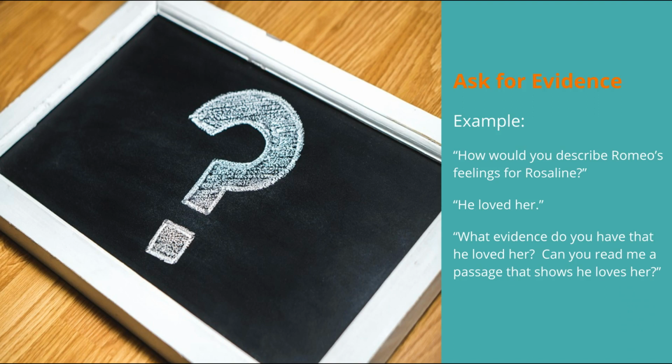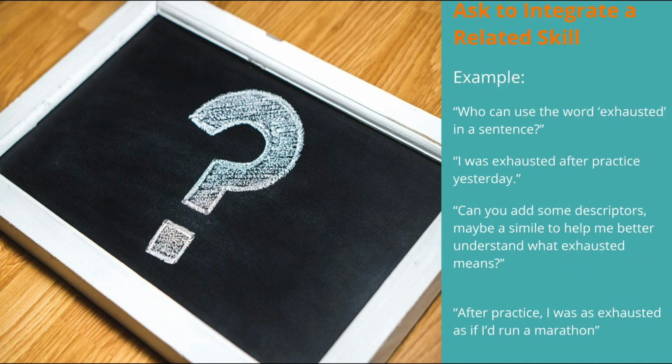Asking for evidence is a sure way to get students ready for justifying answers. Here we have an example. "How would you describe Romeo's feelings for Rosalind?" "He loved her." "What evidence do you have that he loved her? Can you tell us what lines suggest that he loves her?"